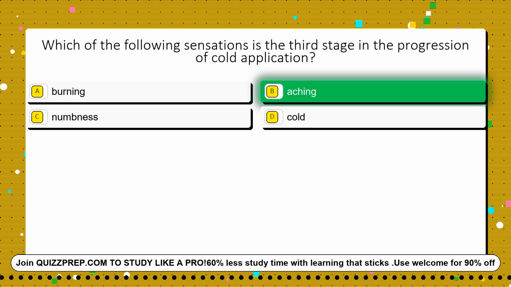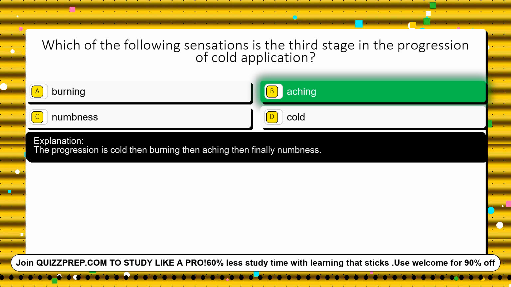The correct answer is option B. Aching. The progression is cold, then burning, then aching, then finally numbness.